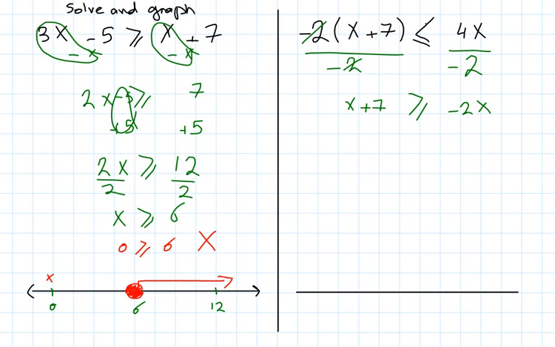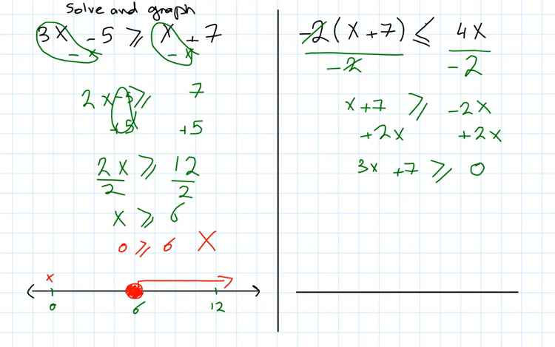To do this work, you can get rid of the minus 2x again. You want to put the x's on one side. To get rid of this minus 2x, you have to add 2x, so add 2x to both sides, and you're going to end up with 3x plus 7 is greater than or equal to 0.